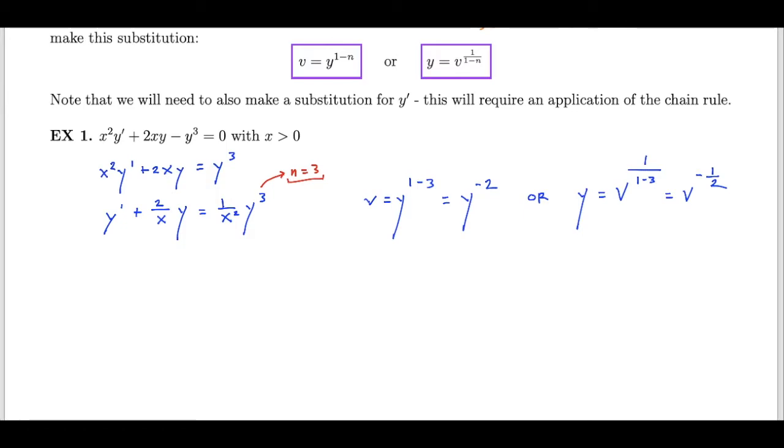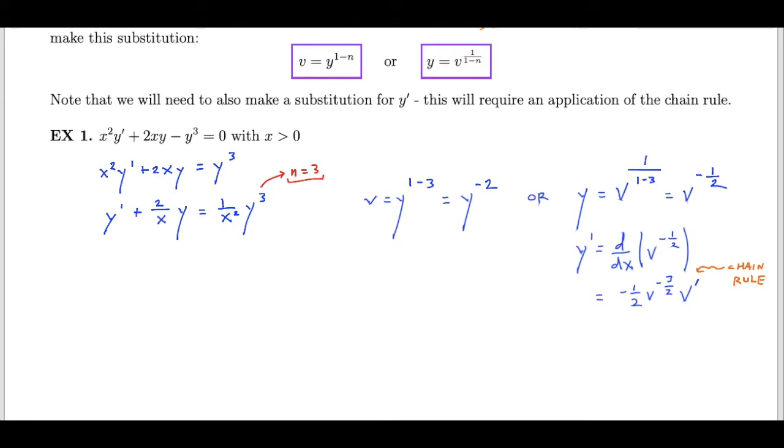As I noted above, we'll be required to also make a substitution for y prime. I should remind myself here that the independent variable is x, and both y and v are acting as dependent variables. So in order to calculate y prime, I'll apply the derivative with respect to x to the expression v to the negative 1/2. And I will apply the power rule to get negative 1/2 v to the negative 3/2, but then I have to remember to multiply that by a v prime.